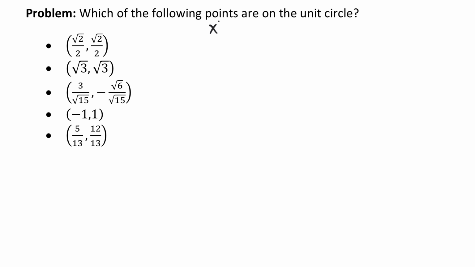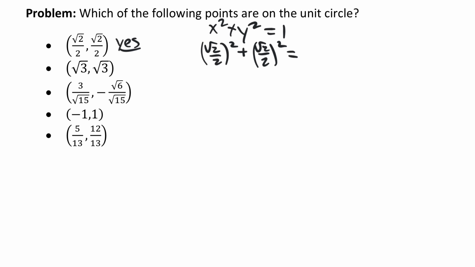All right, so let's put that equation again here. x squared plus y squared equals 1. And we're just going to go through these one at a time. So root 2 over 2 and root 2 over 2. We might know already, yes, this one works because it's one of the points that we memorized. But we should check it. Root 2 over 2 squared plus root 2 over 2 squared. That will be 2 over 4 plus 2 over 4. 4 over 4, which is 1. So yes.